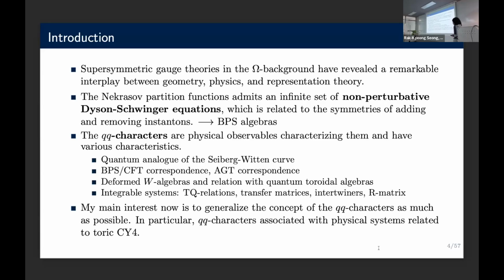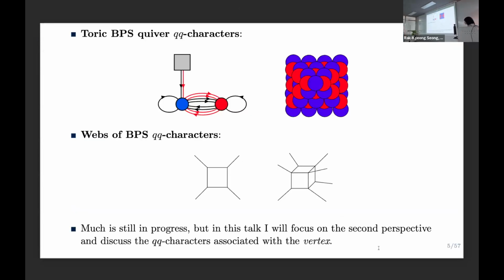Recently, I have been generalizing QQ characters to physical systems related to toric Calabi-Yau fourfolds. Basically, what I'm currently doing goes in two directions. One is what we call toric BPS QQ characters: given a quiver diagram and the associated supersymmetric quantum mechanics, we can construct a large class of QQ characters. Brane tilings and brane brick models are the basic ingredients leading to this type of QQ characters.